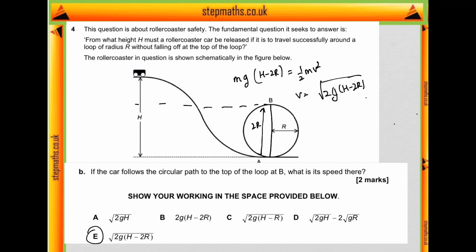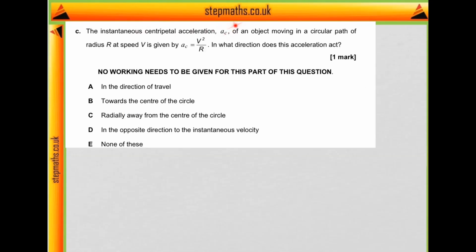Let's now move on to the next part. Now, we're talking about centripetal acceleration here, a_c, of an object moving in a circular path of radius r at speed v. We're given this formula here. We need to state which direction this acceleration acts. So let's think about this. We've got a circle, and since the velocity of the object moving in a circle is changing, we can see that there must be an acceleration on the object. If the speed v is constant during the motion, then there is no component of acceleration that's parallel to the path of the circle.